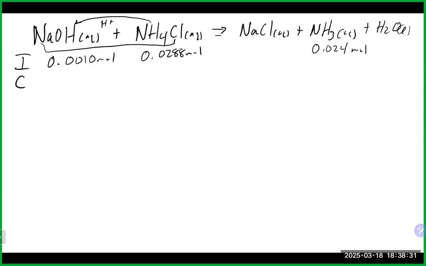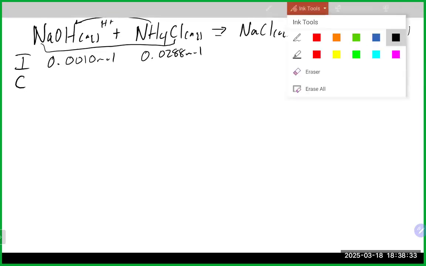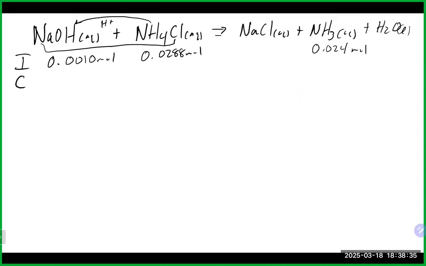Now, because this is a buffer, I should know my change. The change should be which number here? Should be the moles of sodium hydroxide, right? Because that's what a buffer hopefully should do. This is going to be minus 0.001 moles, minus 0.001 moles, and plus 0.001 moles. Feel like I added an extra zero. No, I didn't. All right, that's good.